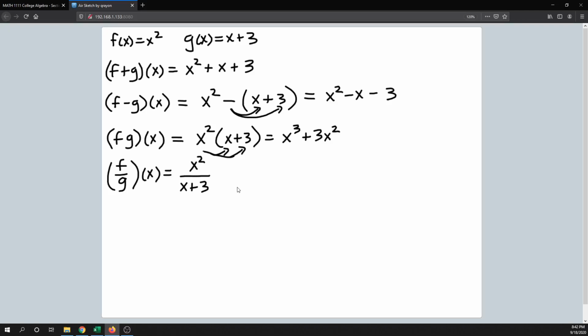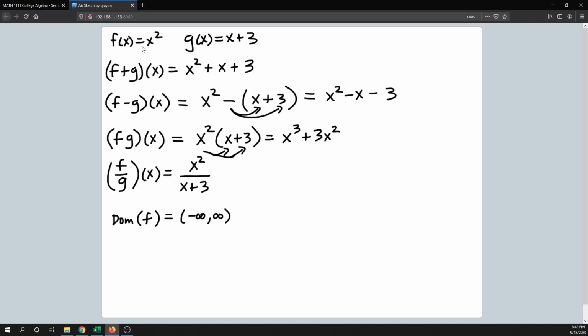Now, it asks us to find the domains of each of these. In order to do that, what you would do is look at the domain of f. Here, f is a polynomial, x squared, quadratic. So its domain is all real numbers, minus infinity to infinity. There are no problems with this. Remember, to find the domain, at this point in the class, you just really need to check 2 things.